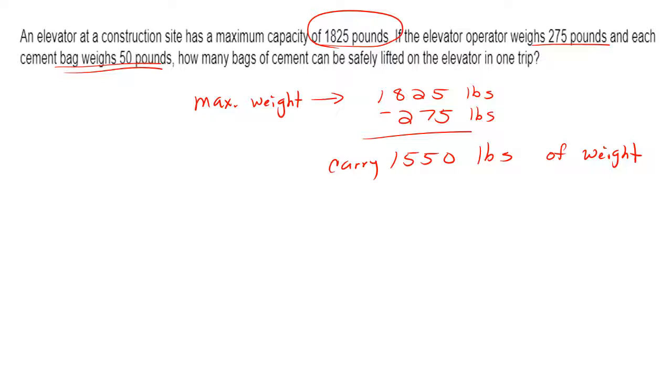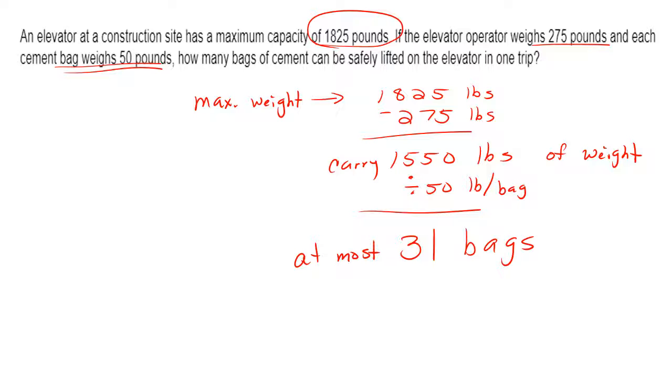Well, using this line of thought, you would not necessarily have to set up a formal inequality or equation. You could simply divide now by 50, because that's how many pounds you have per bag of cement. And if I divide the weight that I possibly can use, disregarding the weight that I've already subtracted for that operator, by the 50-pound bags, you can at most carry 31 bags. You would not want to carry 32.